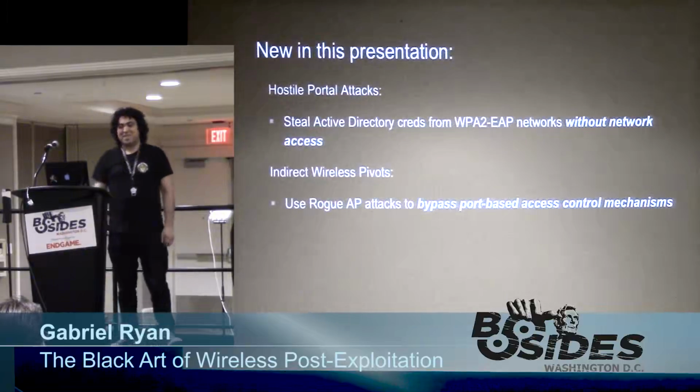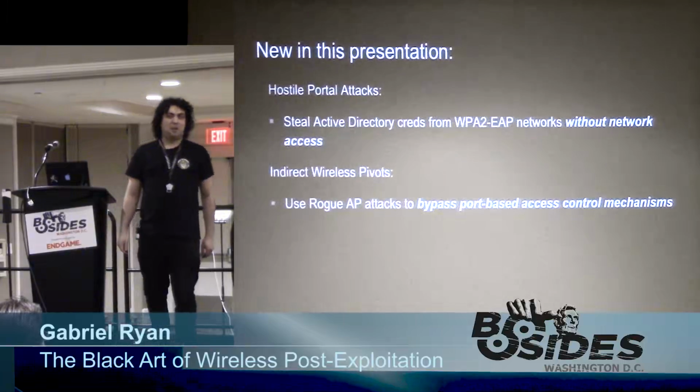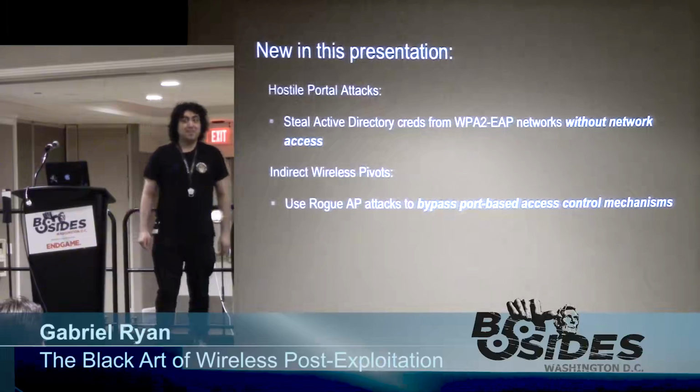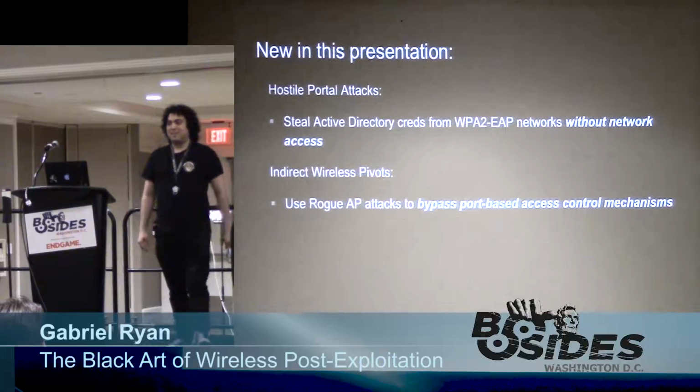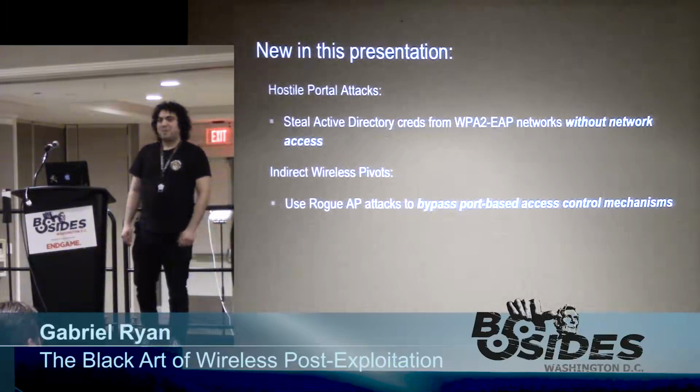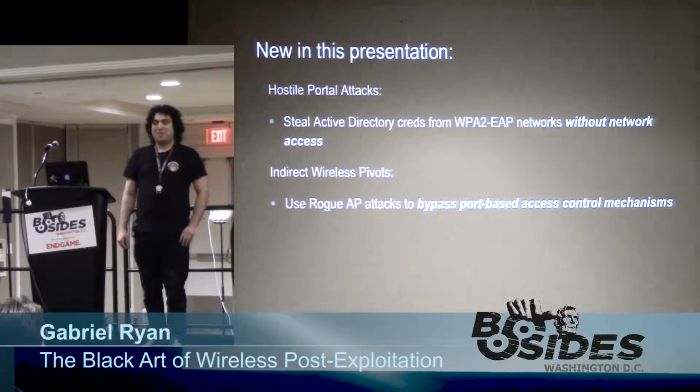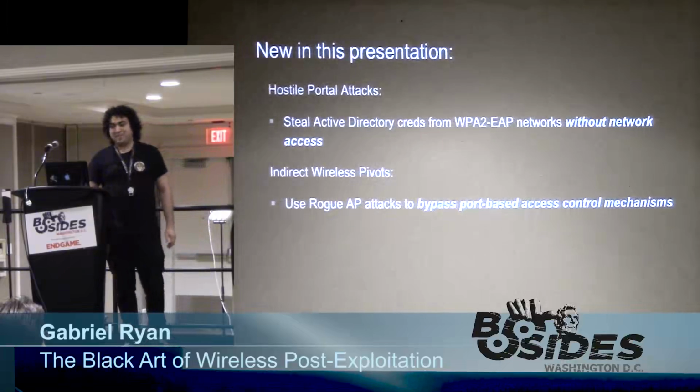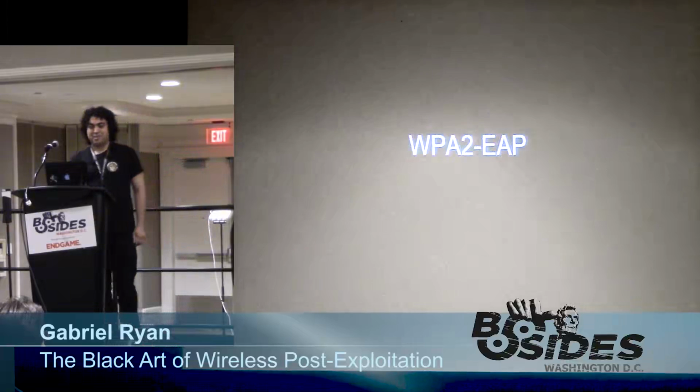So a couple new things in this presentation. We're going to be talking about two new types of wireless technique. We're going to talk about hostile portal attacks, which is a way of grabbing Active Directory credentials without having direct network access. And we're also going to talk about indirect wireless pivots, which is a way of using rogue AP attacks to bypass port-based access control mechanisms on wireless networks.